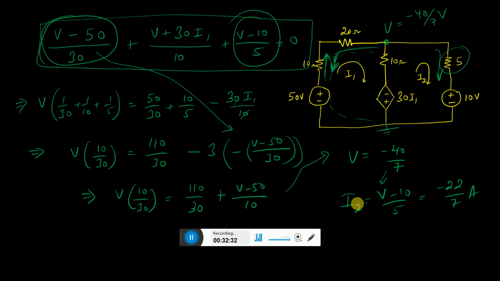So that is how we solved the same problem using mesh analysis, and now we have solved the same problem using node analysis, and we get the same answers. So that is how you can practice. Many problems are there, you can practice and get yourself more confident on mesh analysis and node analysis. Thank you very much. All the best.